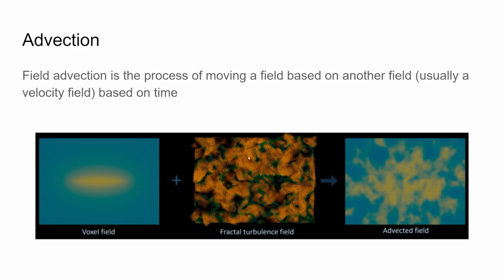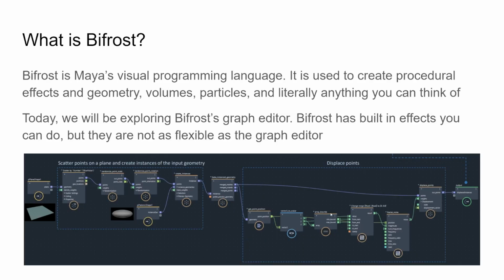You basically take a field of direction and you advect the existing field to sort of move every voxel, which is very, very cool. Now, what is Bifrost, right?